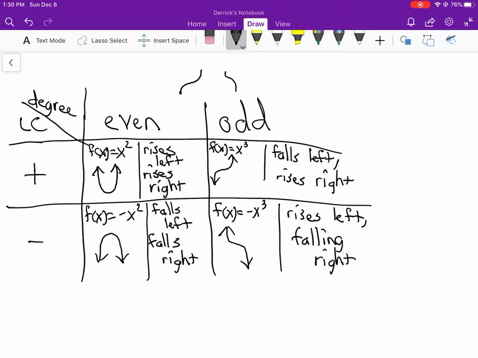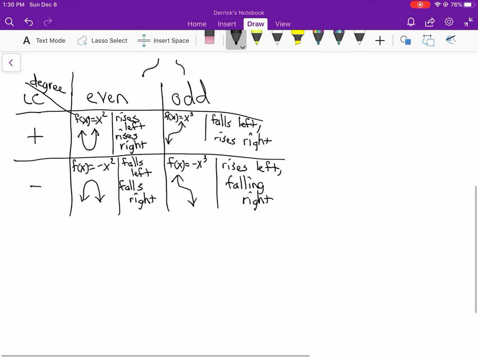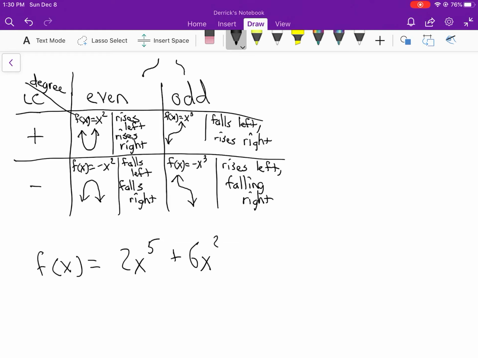So the idea of what I'm talking about is, imagine that I gave you some random function: 2x to the 5th plus 6x to the 8th minus 3x to the 9th plus x minus 7x squared. Completely random, just making up random stuff right now.